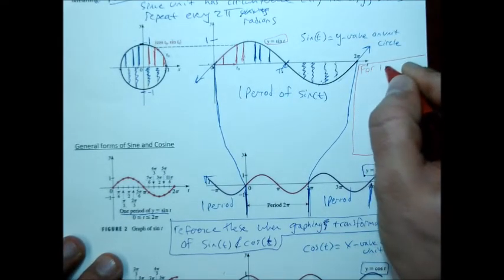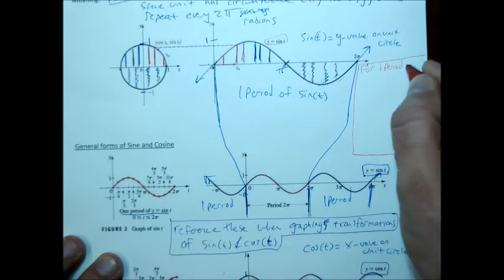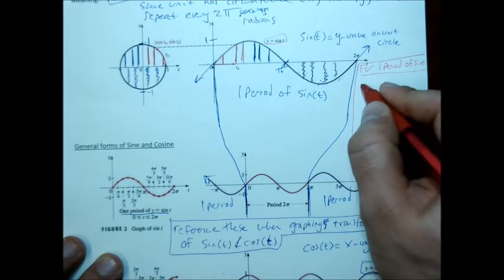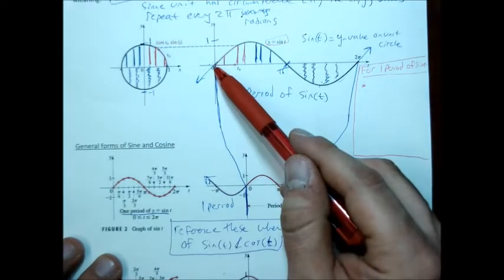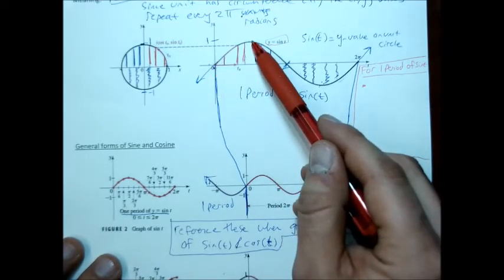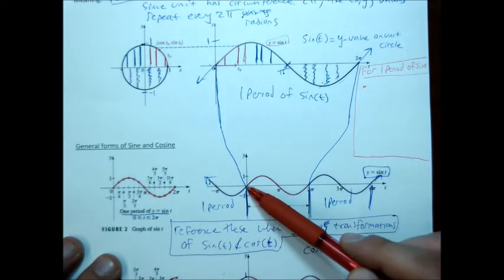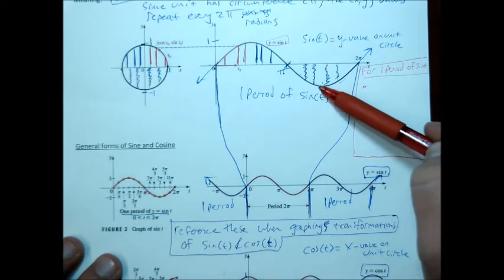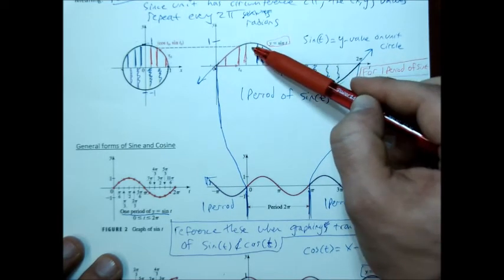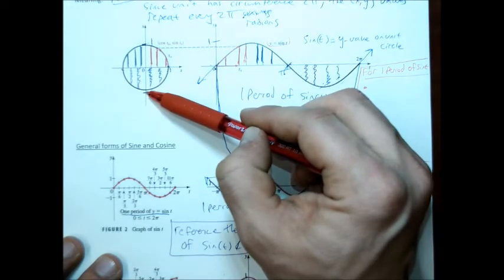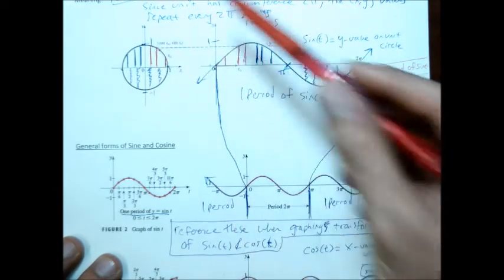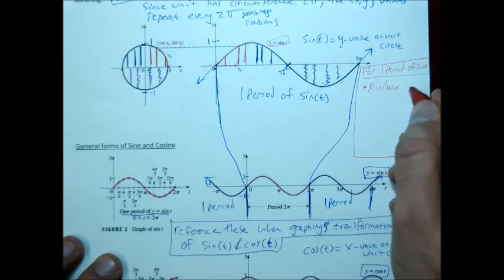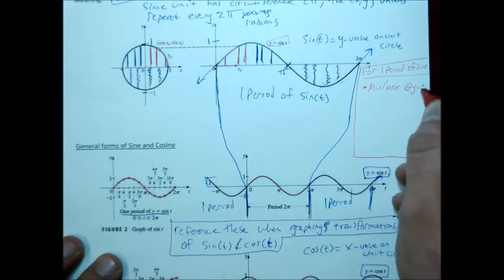So for one period of sine, we get the following. Notice that there's a min at -1 and a max at +1. That's because the smallest y value is -1 and the biggest y value is 1, right? And so for one period, we have a min/max at y equals ±1.